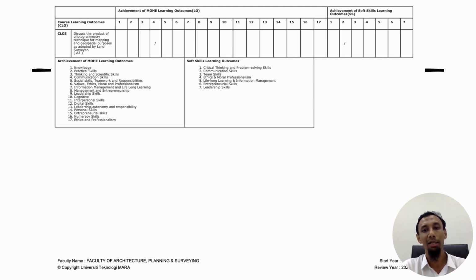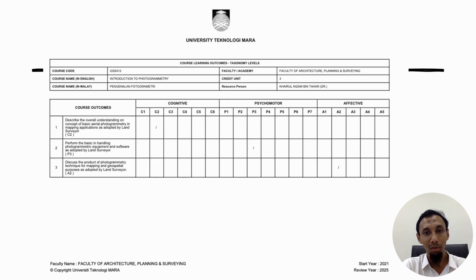Okay, this is how we develop your domains. In photogrammetry, we will improve your knowledge, your practical skill, and your communication skill. And then these are the levels of the cognitive, the psychomotor, and the affective. For CLO number 1, it's about knowledge, so we will assess your cognitive level. We target that you achieve cognitive level 2. And for CLO number 2, psychomotor, we expect you to achieve psychomotor level 3.